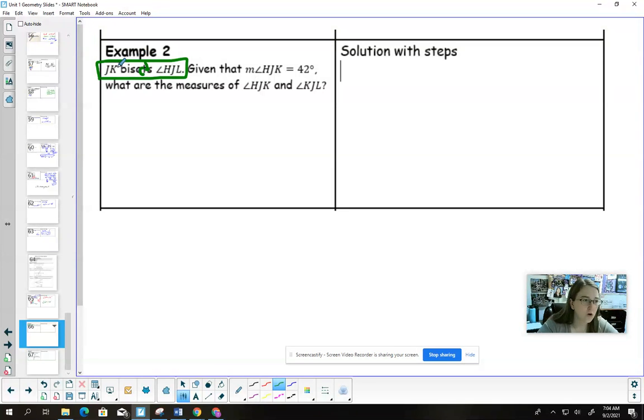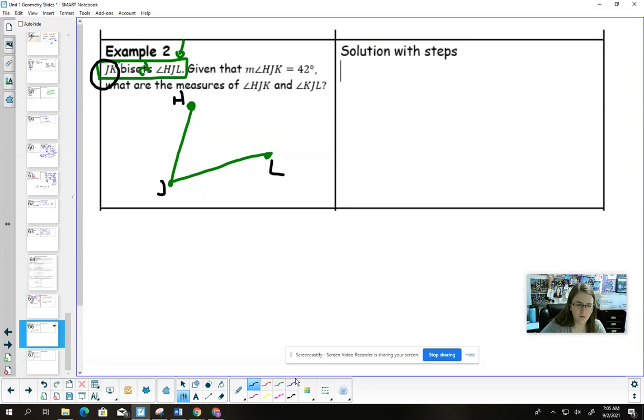So take a moment. We have JK cutting HJL in half. What I want you to do is draw angle HJL first. I'll give you a little start here. Label this angle HJL and then cut it in half with JK. What would that look like? Okay, so here's what it was. H to J to L, H to J to L. There's angle HJL, and JK bisects it.